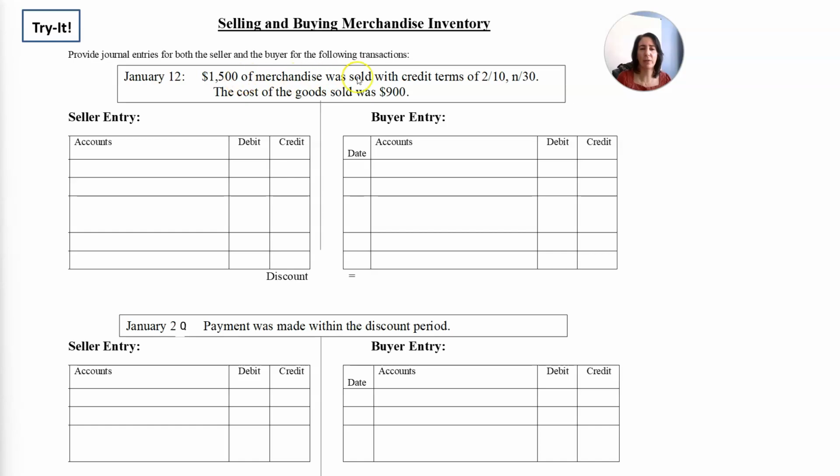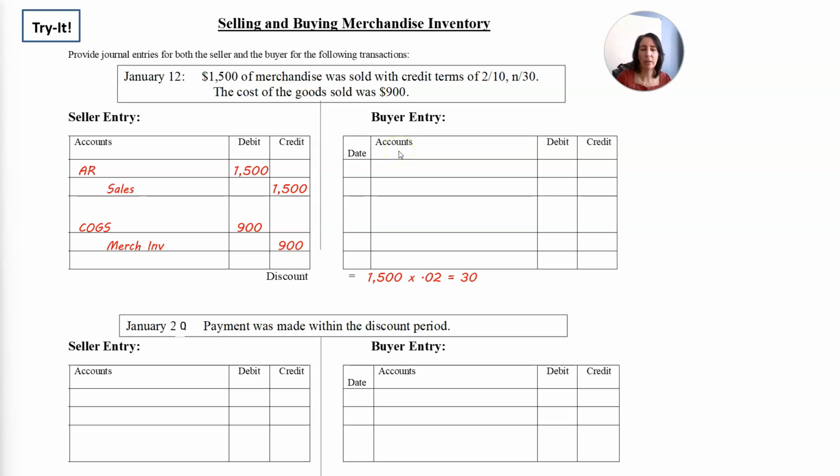So on January 12th, $1,500 of merchandise was sold with credit terms 2/10, net 30, cost of goods sold was $900. So if you're selling, you've got those two sales entries, right? We'll get to that discount in a second. Accounts receivable, sales, cost of goods sold, inventory. Nothing new. We don't know whether or not the discount is going to be taken advantage of yet. I just kind of have it down here.